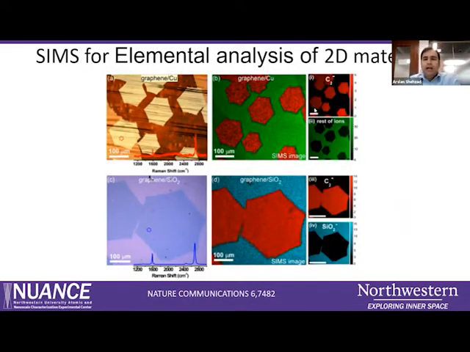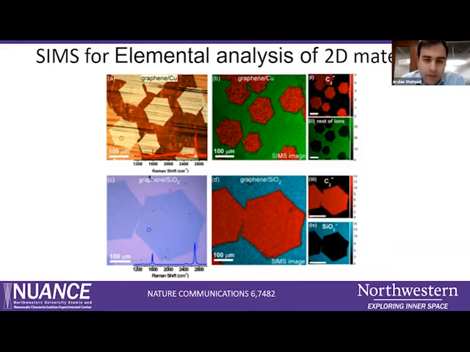So for example, here you can see how secondary ion mass spectrometry can be used to do this elemental analysis because of the sensitivity of these materials. The penetration depth of SIMS is almost a few nanometers, and that's the reason it is very much surface dependent. Utilizing SIMS, you can do the elemental analysis of these 2D materials.